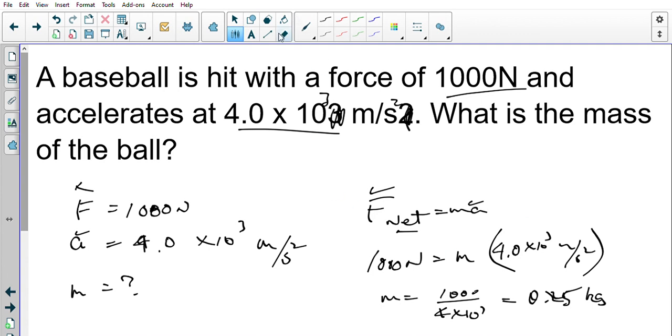What's the mass? Sir, what are you doing? I don't know, I'm slacking off. It's the COVID-19. I don't know. It's our mass.